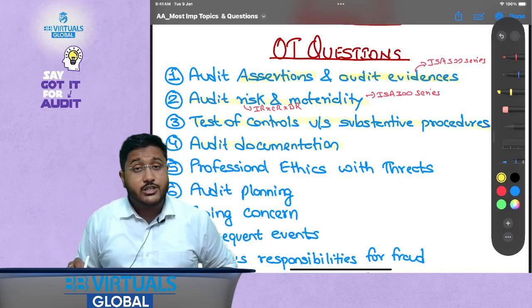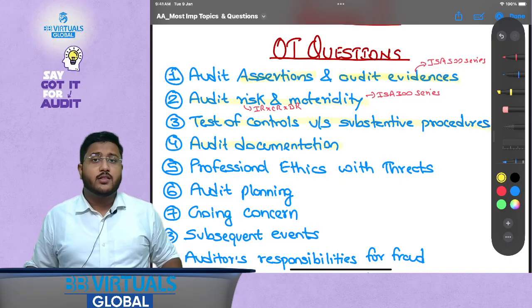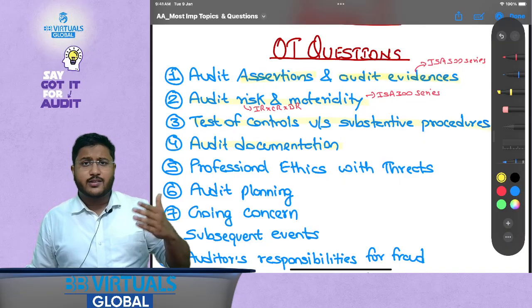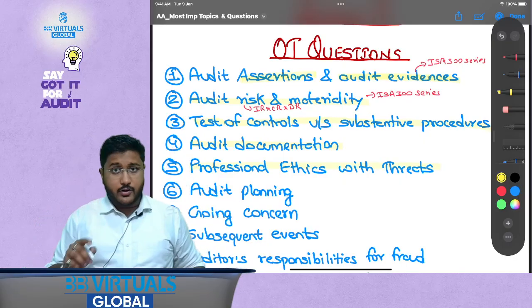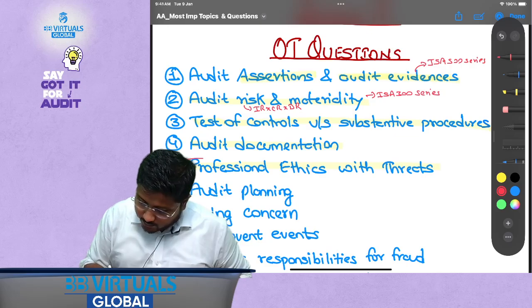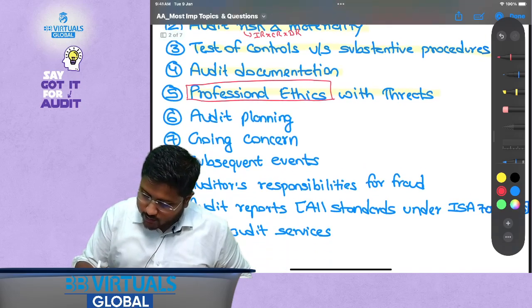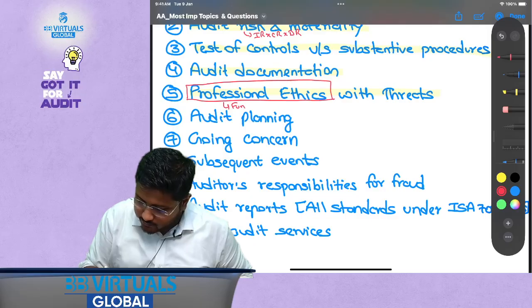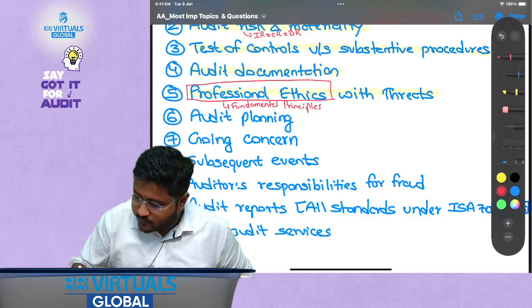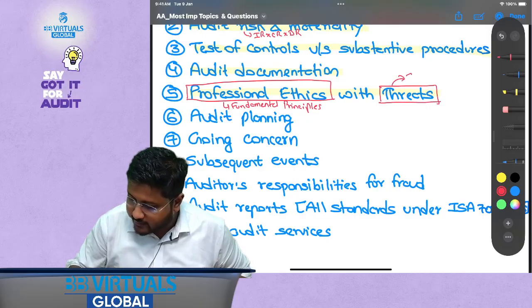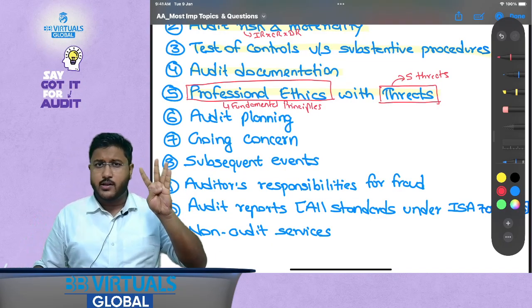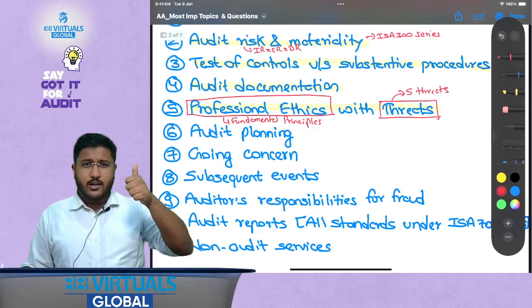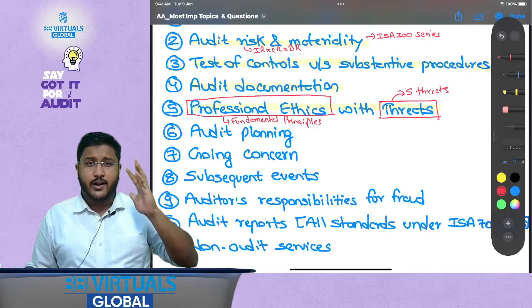Then documentation: the nature, type and extent of documentation required, what is the permanent audit file, what is the temporary audit file, the current year audit file, all of that. Then professional ethics with threats. Whenever I say professional ethics, I am talking about fundamental principles. But when I say threats, I am talking about those five threats. The fundamental principles are integrity, objectivity, confidentiality, professional competence and due care, and professional behavior. Similarly, the threats are self-interest threat, self-review threat, familiarity threat, advocacy threat and intimidation threat, right?